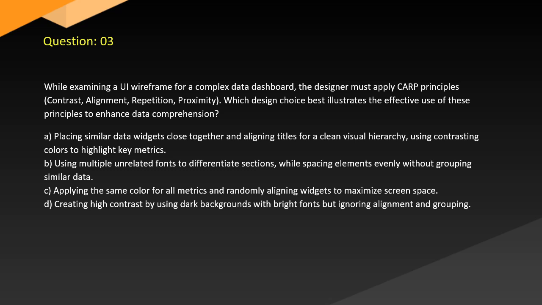A. Placing similar data widgets close together and aligning titles for a clean visual hierarchy, using contrasting colors to highlight key metrics. B. Using multiple unrelated fonts to differentiate sections, while spacing elements evenly without grouping similar data. C. Applying the same color for all metrics and randomly aligning widgets to maximize screen space. D. Creating high contrast by using dark backgrounds with light fonts but ignoring alignment and grouping.